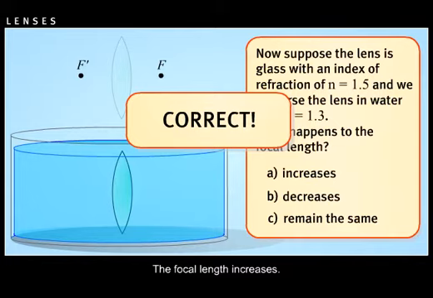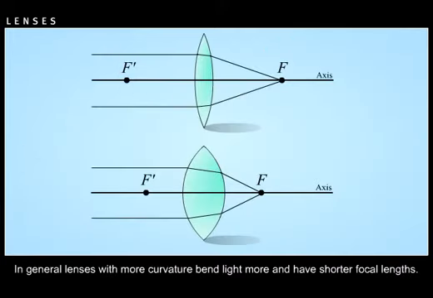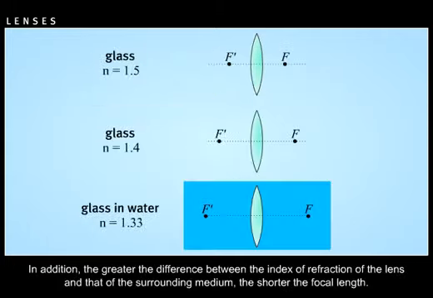This is because the difference between the index of refraction of the lens and that of the surrounding medium is less than in air, and as a result, the light rays refract less. In general, lenses with more curvature bend light more and have shorter focal lengths. In addition, the greater the difference between the index of refraction of the lens and that of the surrounding medium, the shorter the focal length.